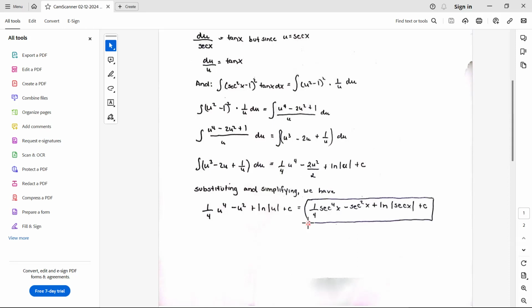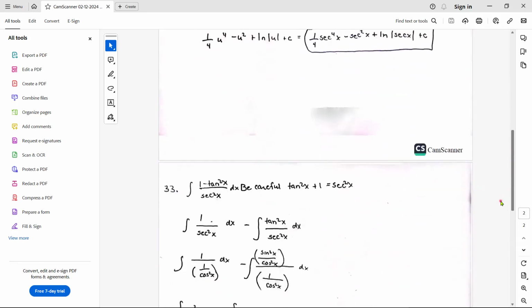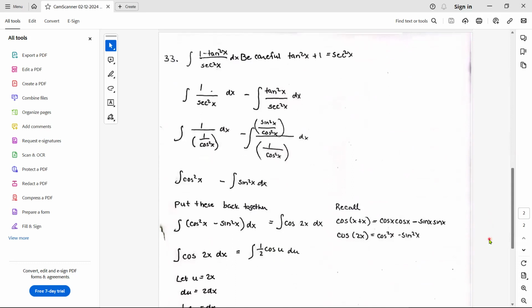I'm going to show you one more problem that involves a tangent. So let me show you this one. This one is the integral of 1 minus tangent squared x over secant squared x. And I said, be careful, because it's very tempting if you're like me to say, wait, is that secant squared x minus 1? What is that? I know that's something with secant squared in it. So I put it over here for you. Tangent squared x plus 1 is secant squared.